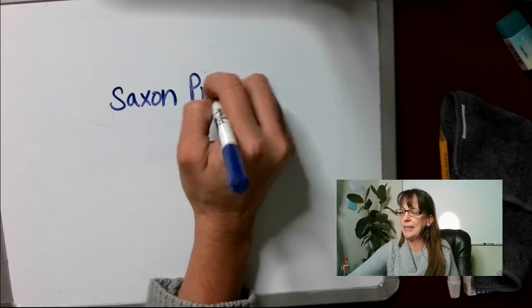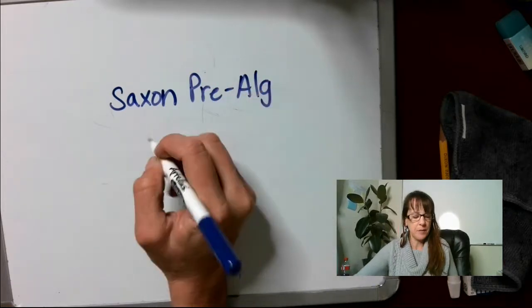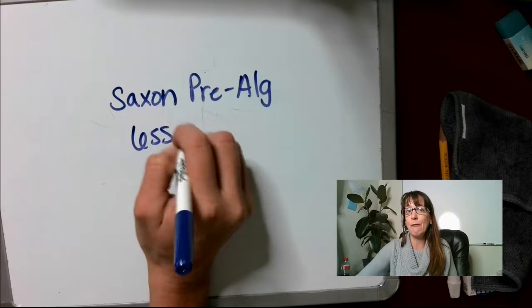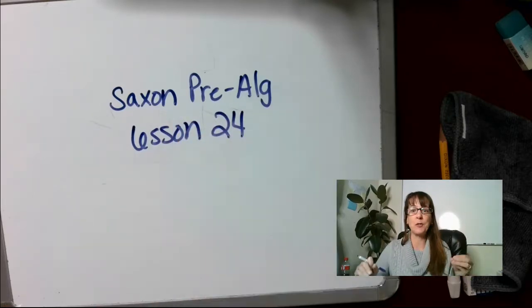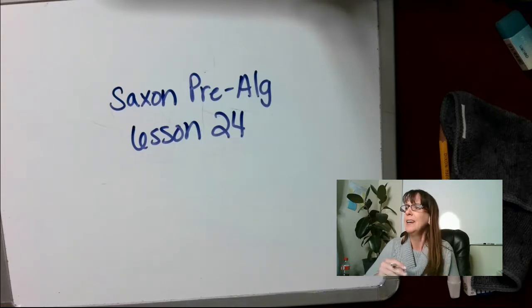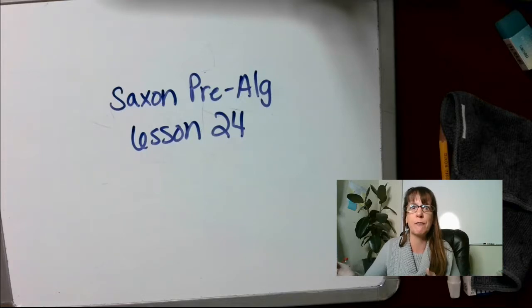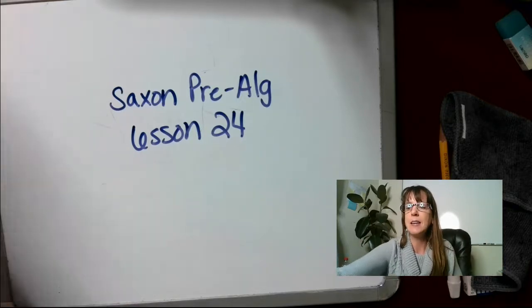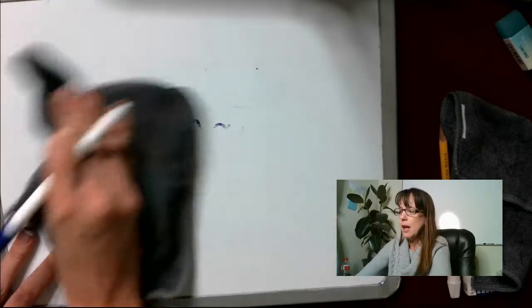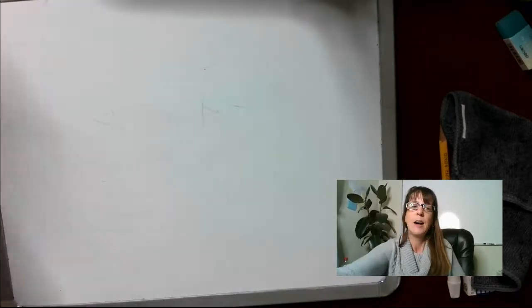Saxon pre-algebra. Today we are going to be talking about lesson 24, and this is talking about the metric system. And I love the metric system because it is so much easier than this ridiculous system that we use in America. In the US, we use like 3 feet in a yard, 5,280 feet in a mile, 12 inches in a foot. That's all crazy, right? The metric system is a lot easier for understanding that.